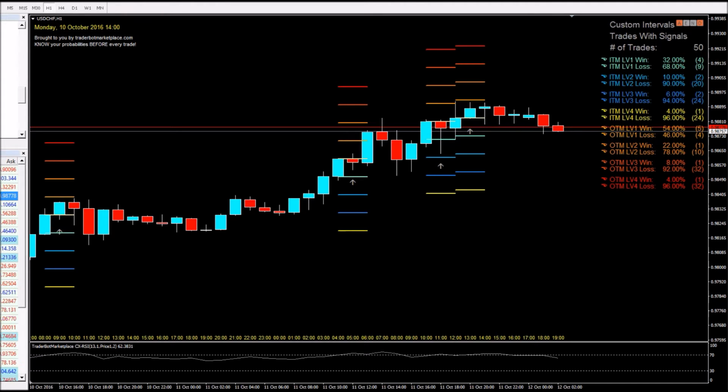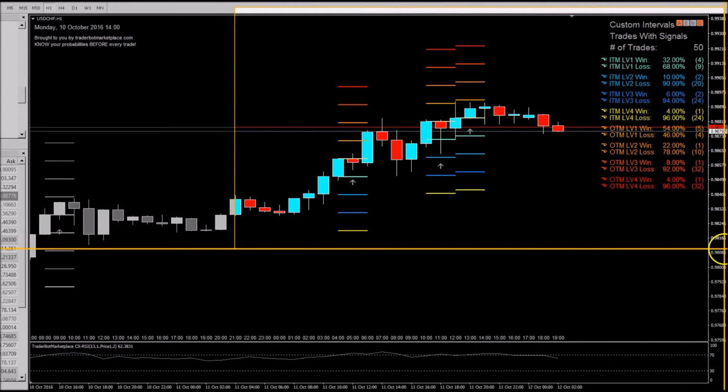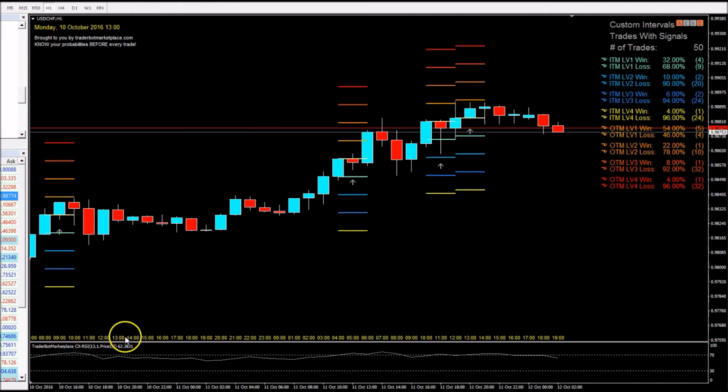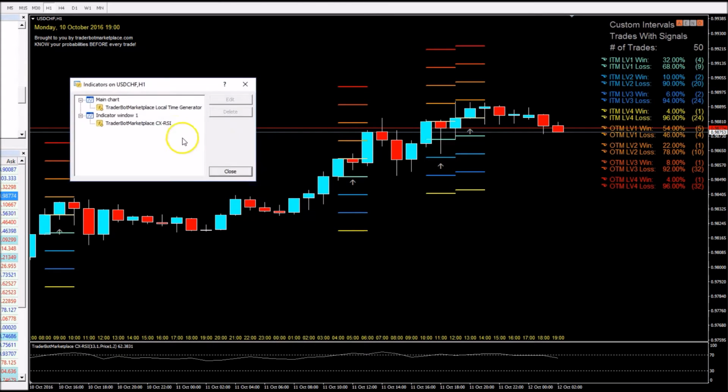Now, you also have to look at your consecutive win-loss rates. How often do they hit in a row consecutively? If you're buying an out of the money, it has won 5 consecutive times in a row and lost 4 consecutive times in a row. And you can look at all these down here. Like, you don't want to buy an out of the money level 4 because it only won 1 time and lost 32 times in a row. You don't want to do that. So this is a warning on what not to do as well.